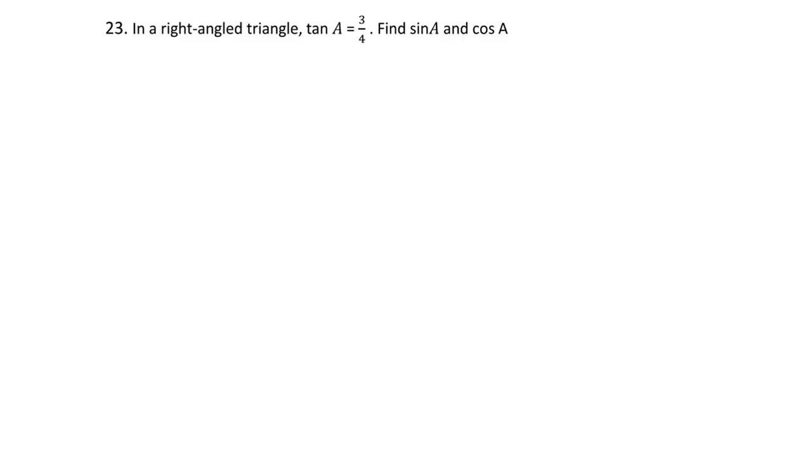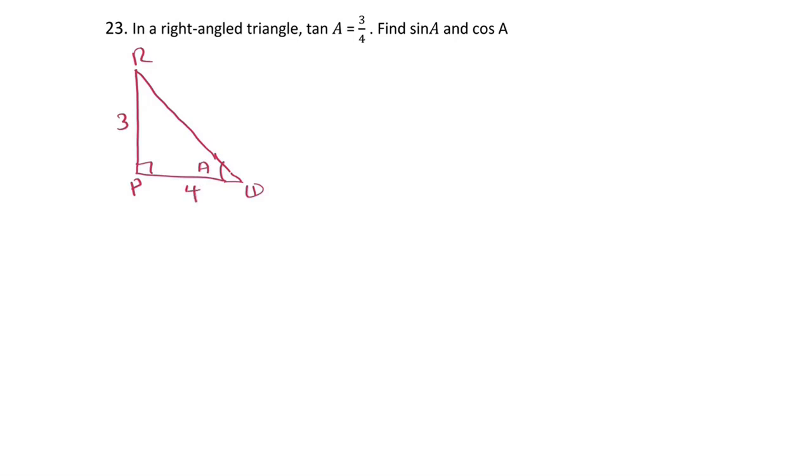Question number 23. In a right-angled triangle, tan A equals 3 over 4. Find sin A and cos A. For this one, by considering the tangent value given, let us prepare a right-angled triangle. So here we say P, here is Q, and here is R. Here the angle is A. The value here is 3 and here is 4.